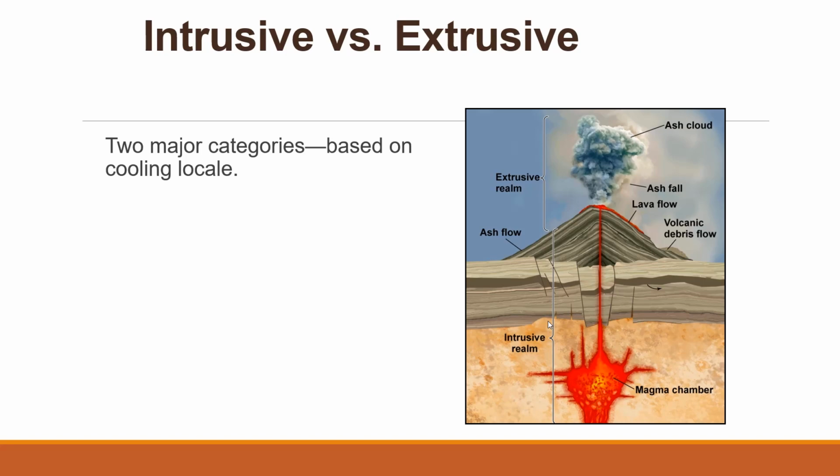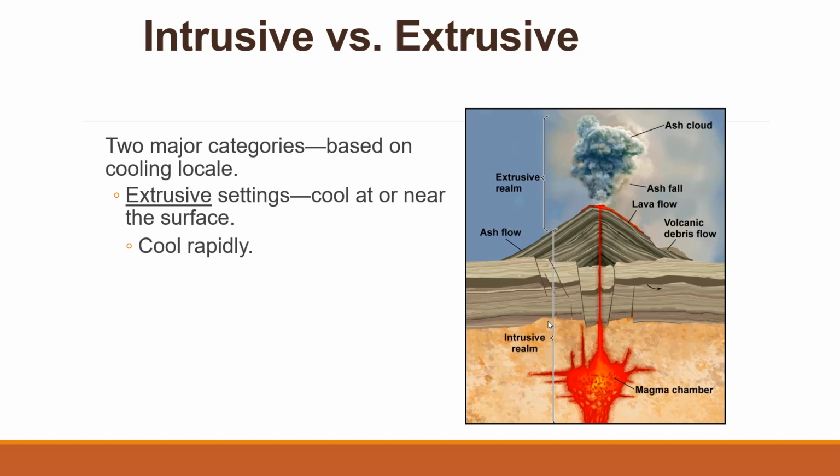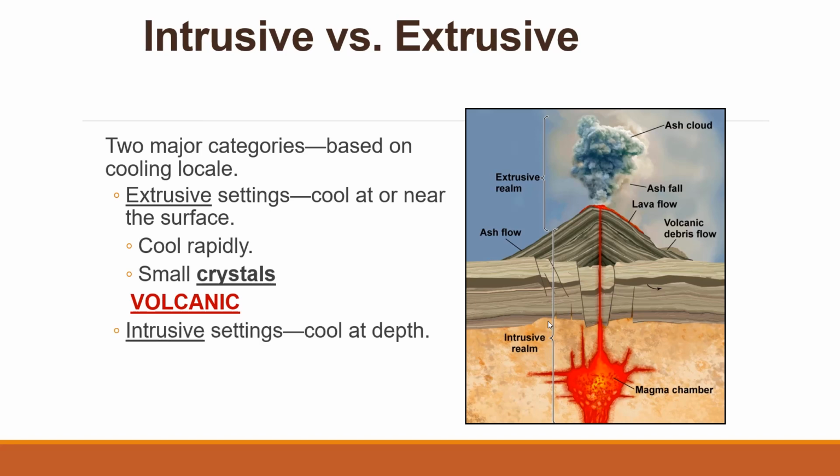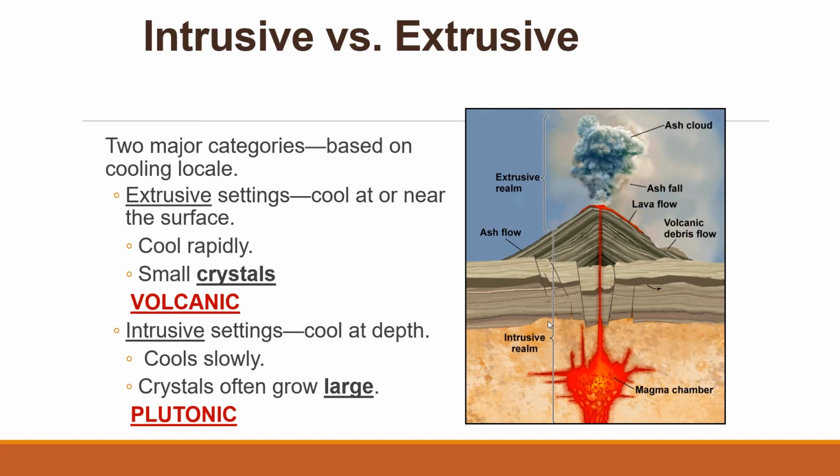So the two major categories are, again, intrusive and extrusive, which is based on their cooling locale. Extrusive settings cool at or near the surface. They cool rapidly. They have small crystals. These are volcanic rocks. Intrusive settings cool at depth. They cool slowly. The crystals grow large, and these are plutonic rocks. We will have a name for the extrusive or aphanitic rock and the intrusive or phaneritic rock for each composition.